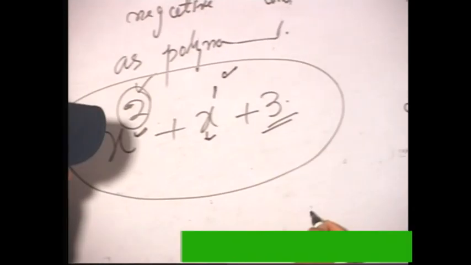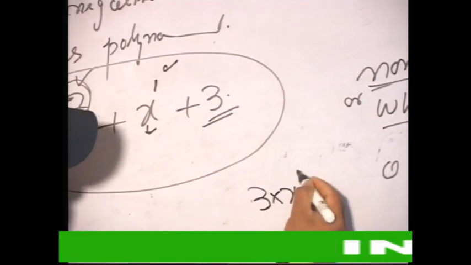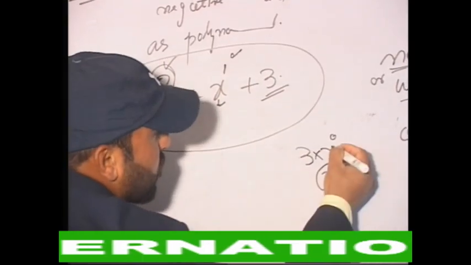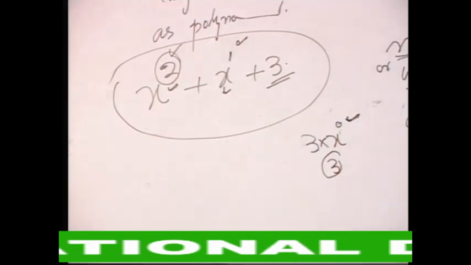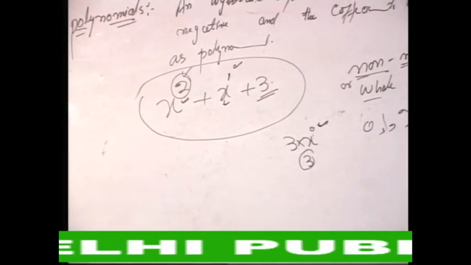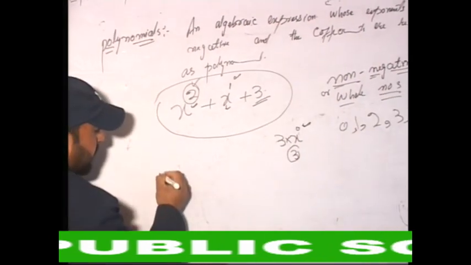If we check here 3, this is a constant polynomial because this can be written as 3 into x power 0. Anything raised to power 0 is 1. So again we will get 3. So here the exponent of x is 0. So this is a polynomial.